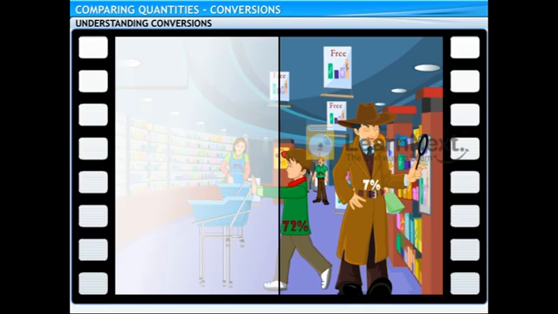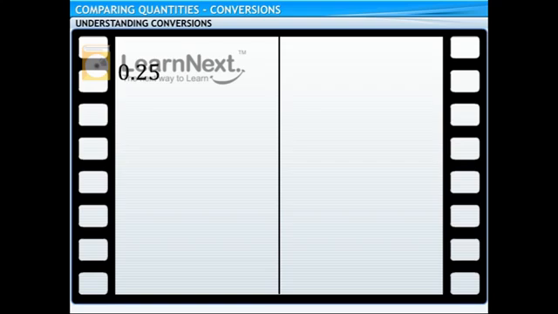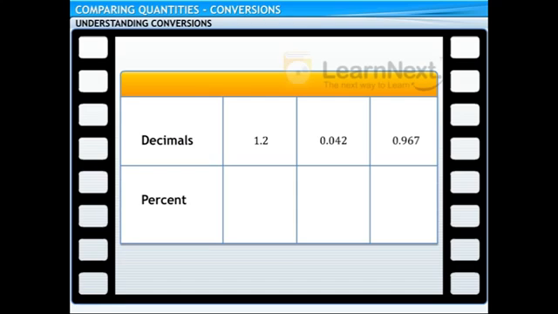Another way of converting a decimal number, 0.4, to percentage is by converting the decimal to a fraction, then multiplying it with 100%. We get 40%. Look at this number. Let's use both methods we know. Take a look at a few more examples. Notice how these decimals have been converted to percentages.